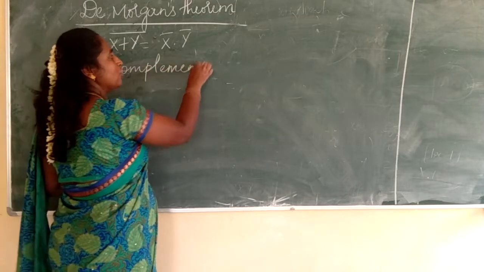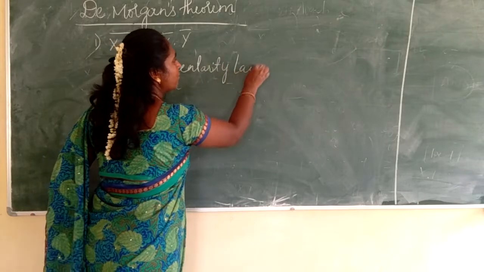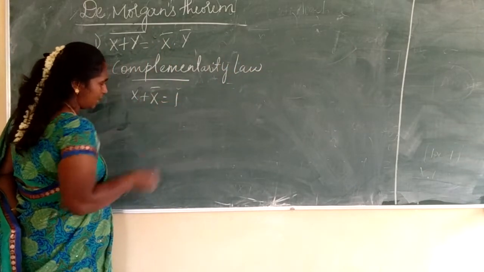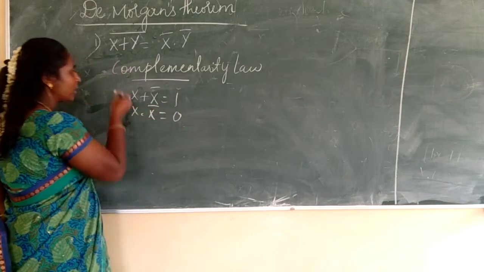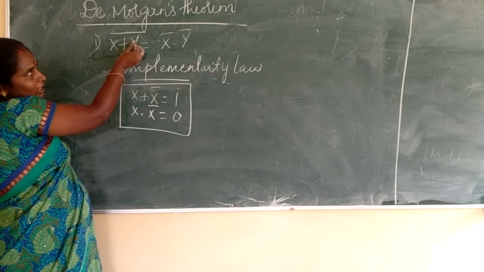First we will see the complementarity law. In this law, what I explained is x plus x bar is equal to 1. Next, x into x bar is equal to 0. Keeping this as a basic thing, we are going to prove this particular law.